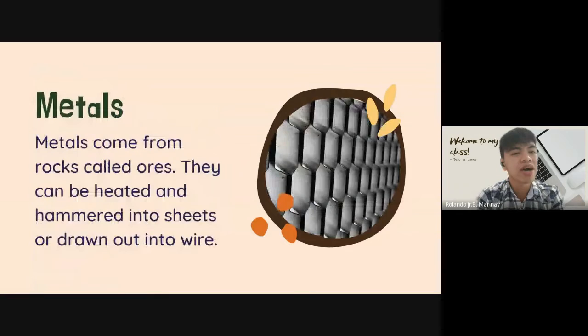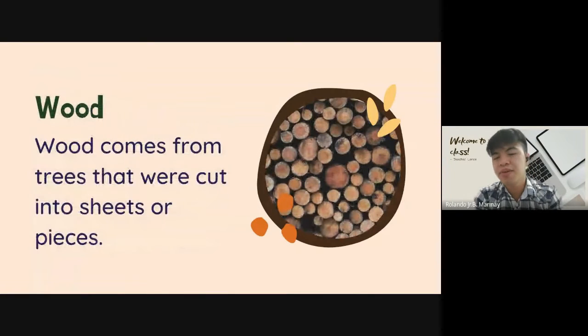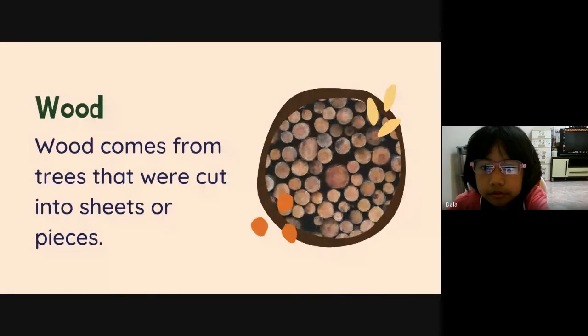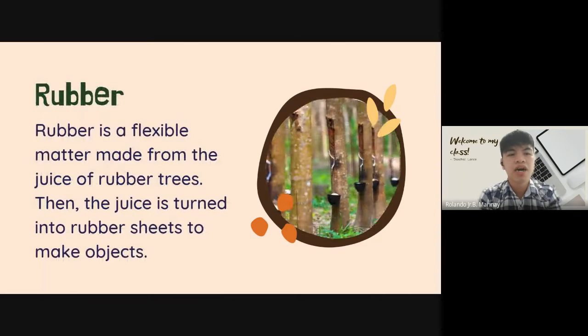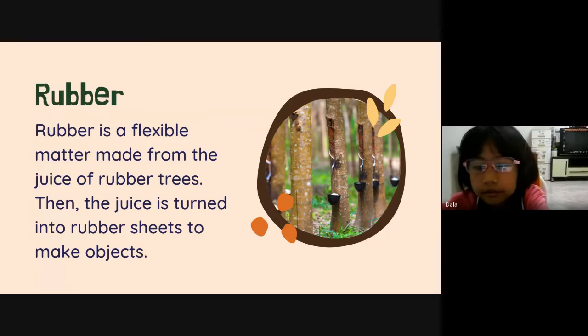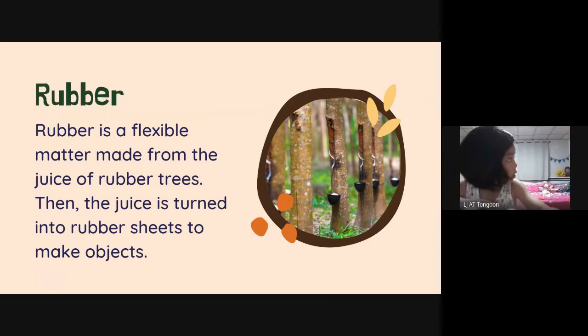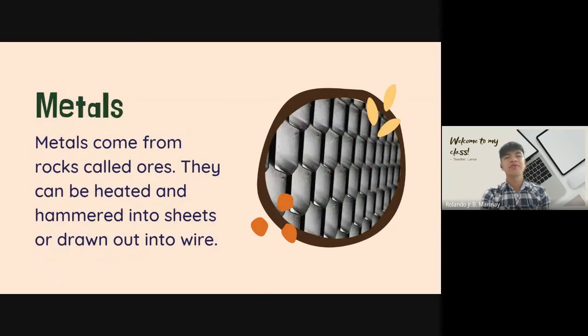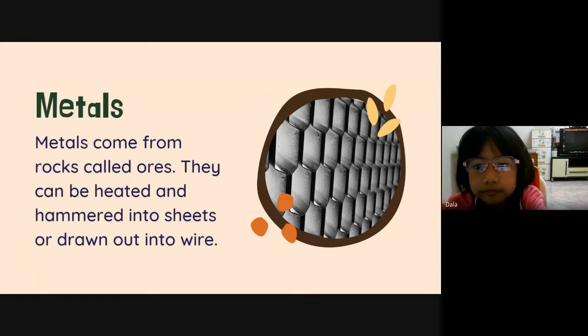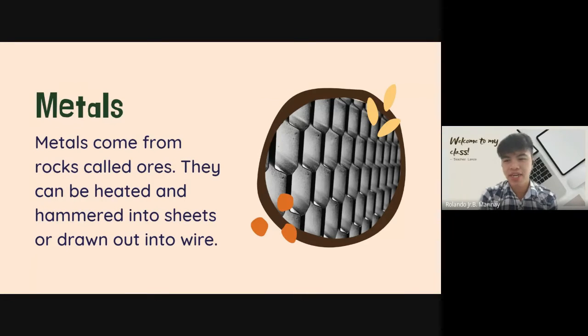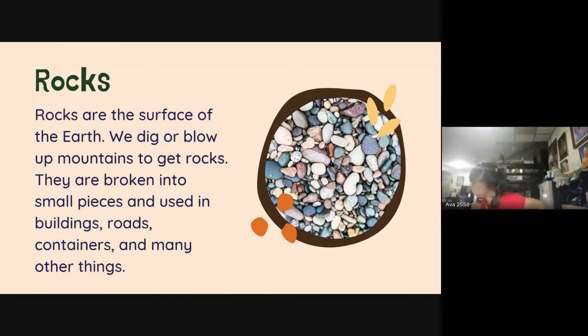Okay, let's go back first. What is this first, everybody? Wood. Very good. It's wood. What about this one? Rubber. Good job. And next one, what's this? Metal. Very good. And next, lastly, what's this?